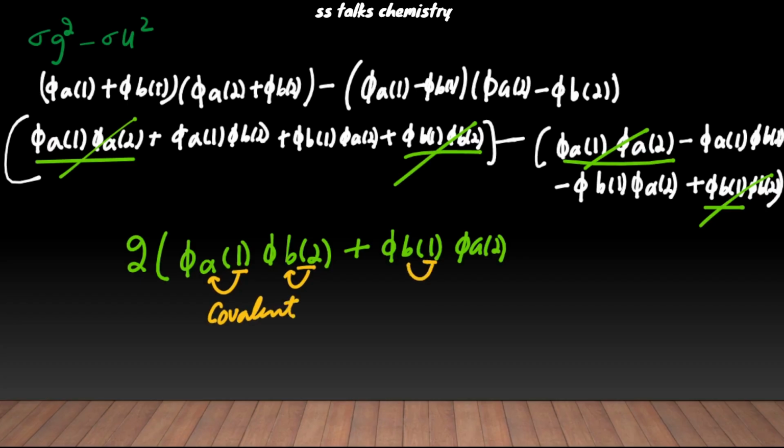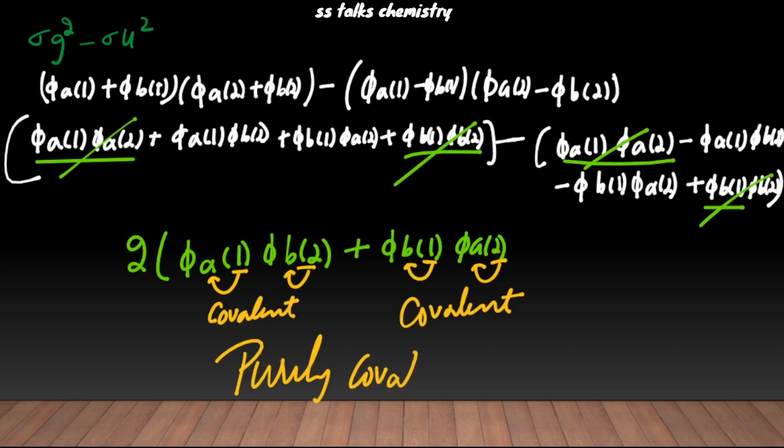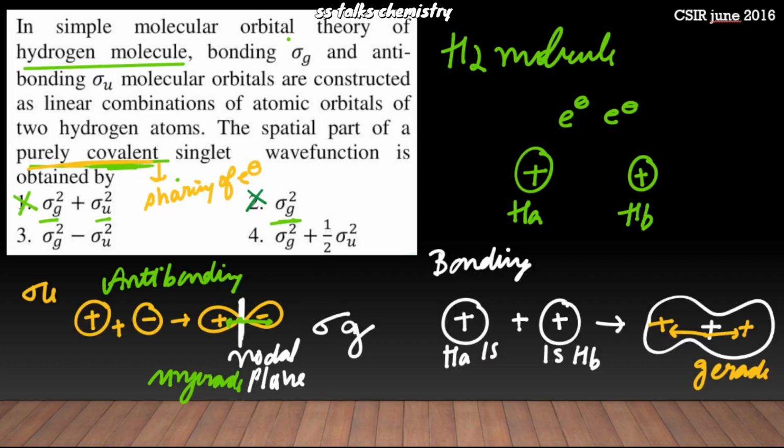Here also, the first electron is on atom B, the second on atom A. Again, the covalent character you are having. So both of these are covalent, so it is representing the purely covalent bonds. So the correct option will be option C in this case. The third one is representing the purely covalent wave function. This is how this type of question has to be solved. I hope it's clear.